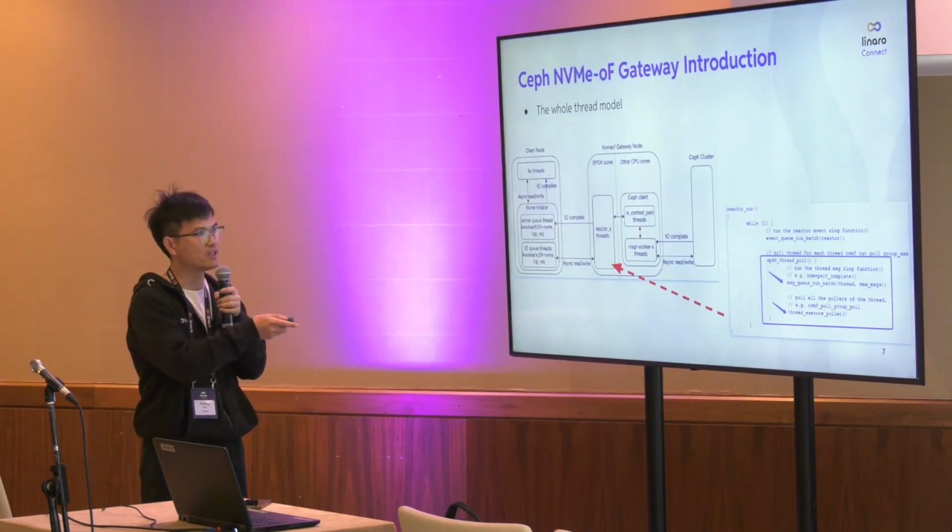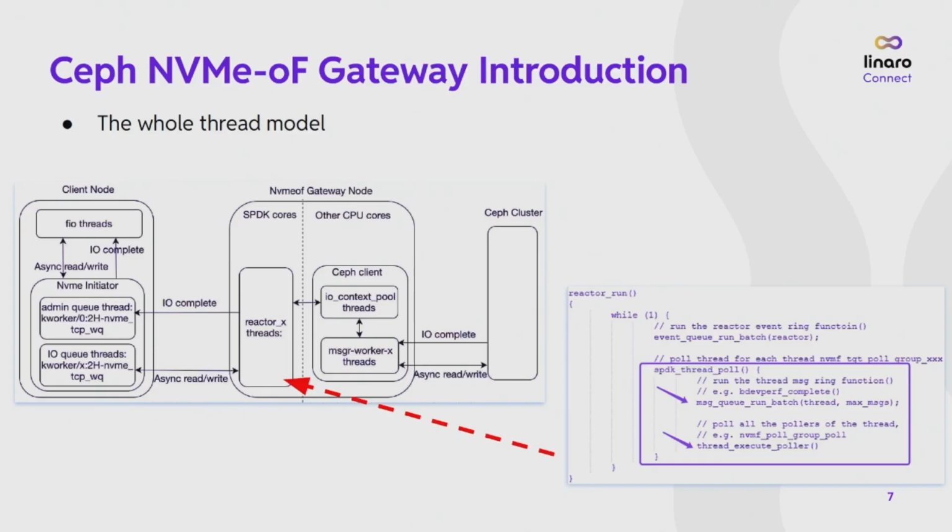Look at the figure on the right side. The reactor is a big loop. In the loop, it will process the event queue. Also, it will poll all the SPDK threads of the reactor. For each thread, it will run the thread message ring function. Also, it polls all the pollers of the SPDK thread.